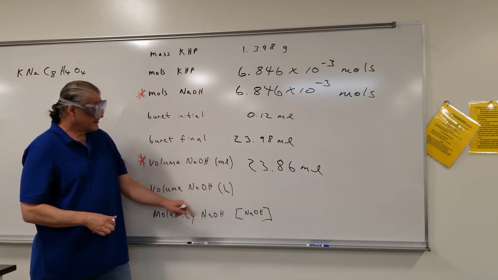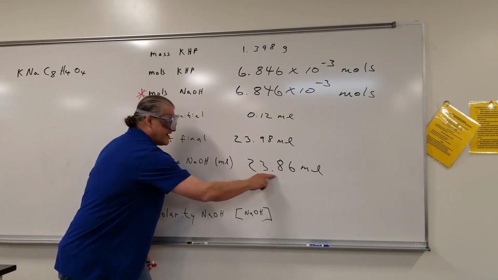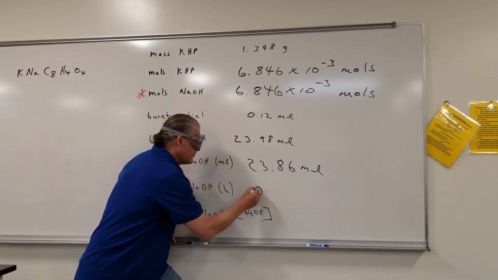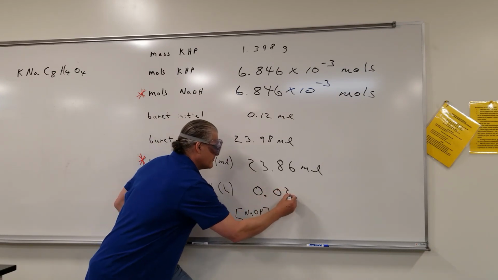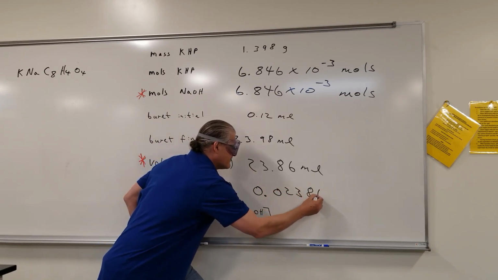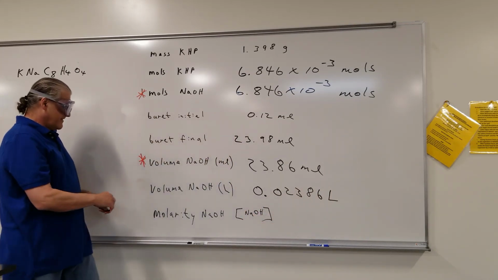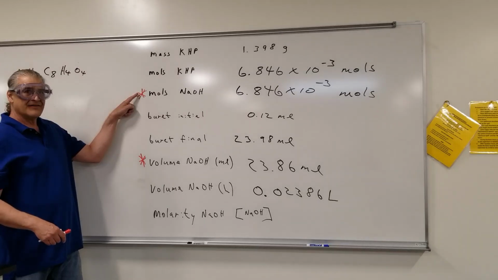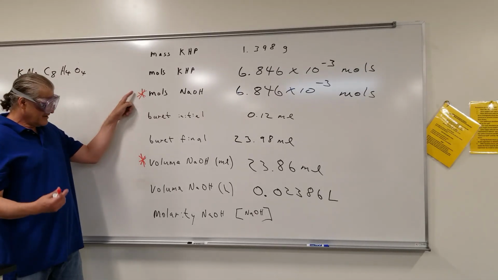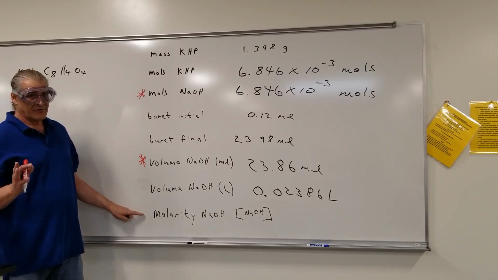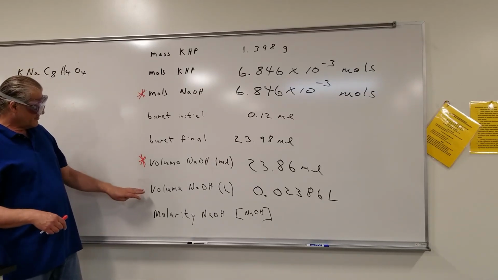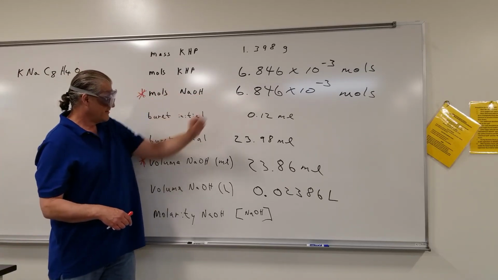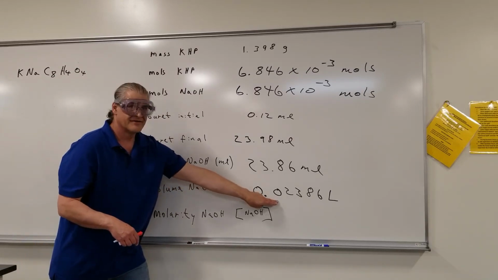Changing milliliters into liters simply means divide this one by 1,000. That will give us 0.02386 liters. So this many liters of sodium hydroxide contained this many moles. The molarity of the sodium hydroxide is what we're after, and it's simply going to be this many moles, this number, divided by this many liters, this number.